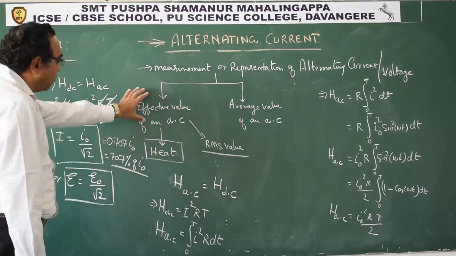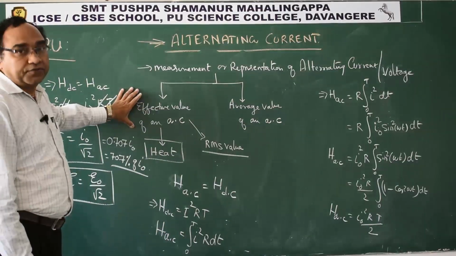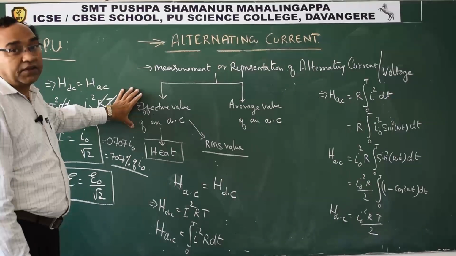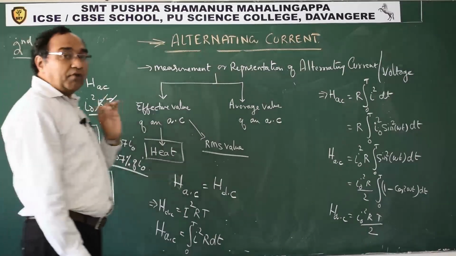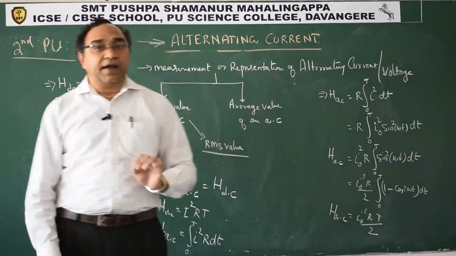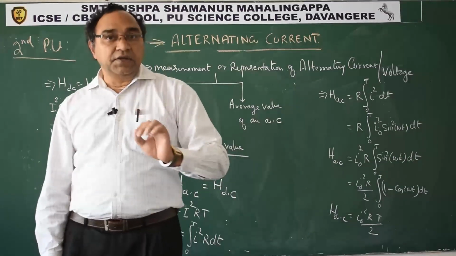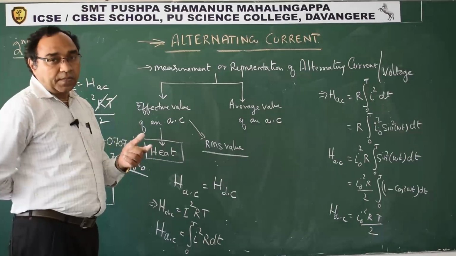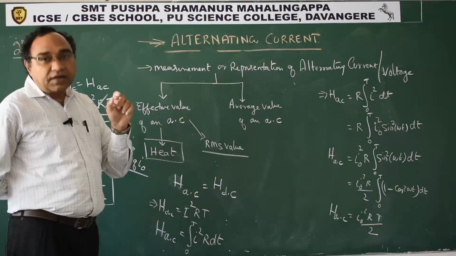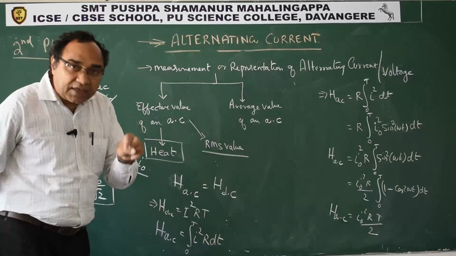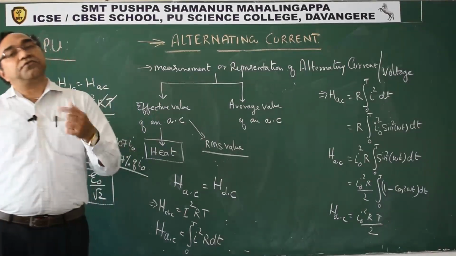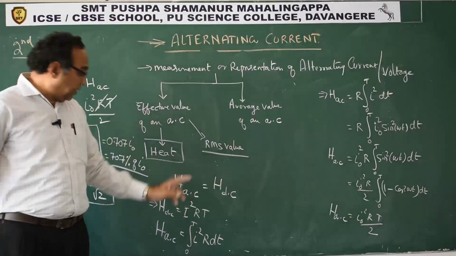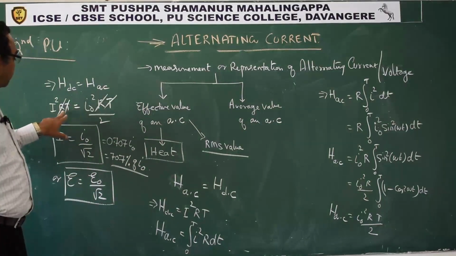So students, how do you define this? You get this in boards. Definition: define effective value of an AC. The effective value of an AC is that steady current which produces the same amount of heat in a resistor in a given time as an AC would through the same resistor in the same time. So see, we have kept R the same.